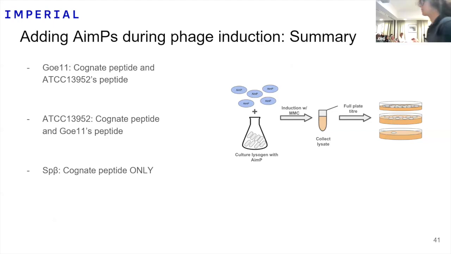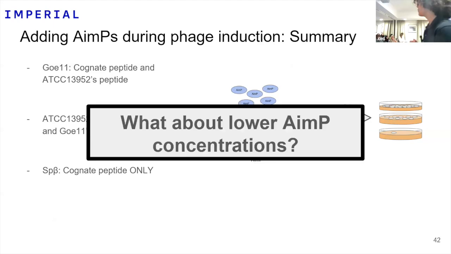However, one caveat with this experiment is that I added these synthetic peptides at 5 micromolar, which is well beyond what we would expect of native expression levels of a peptide like that. And so I asked, what about lower AMP concentrations? Will we still observe these phenotypic differences?